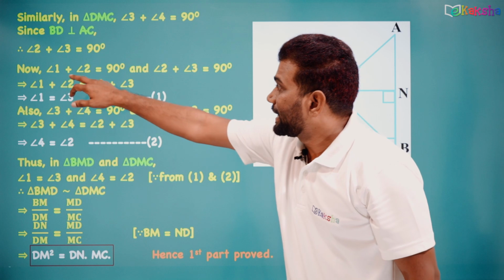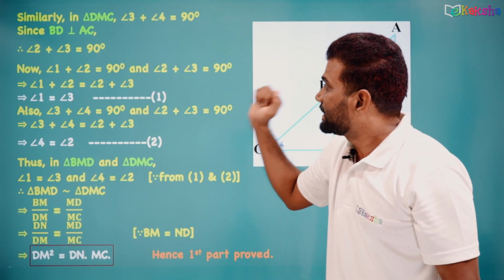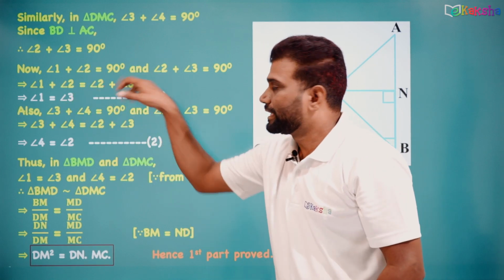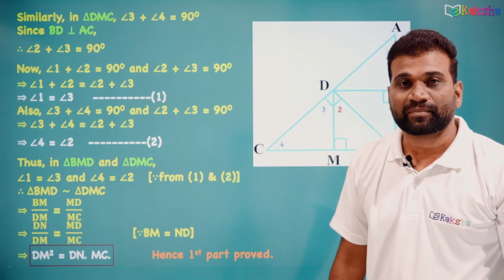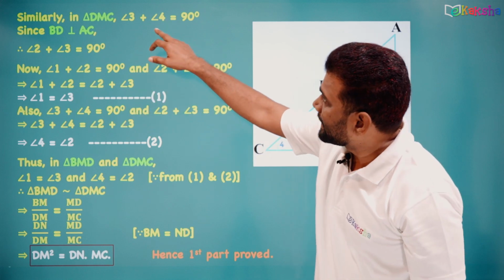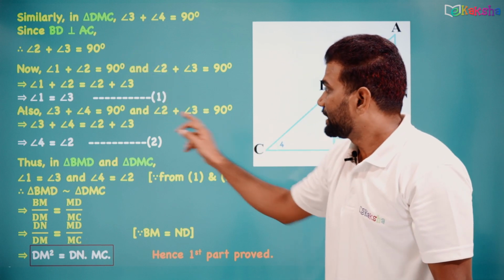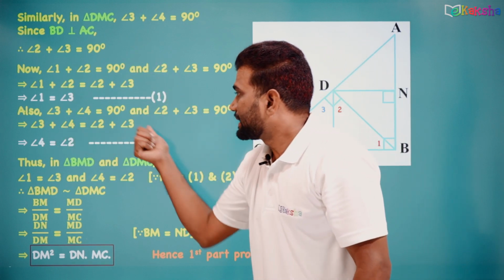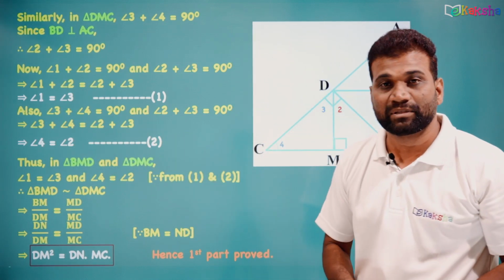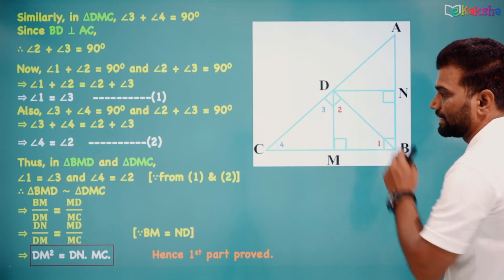We have got this. Now angle 1 plus angle 2 equals 90 degrees we have got, and angle 2 plus angle 3 equals 90 degrees. On equating these two, we have got angle 1 equals angle 3. Here angle 2 gets cancelled. Let us take this as equation number 1. Similarly, angle 3 plus angle 4 equals 90 degrees, and angle 2 plus angle 3 equals 90 degrees. Again we can equate these two. So here angle 3 gets cancelled. So we have got angle 4 equal to angle 2. Let us take this as number 2. So from equation 1 and 2, we have got this angle equal to this angle equal to this angle.